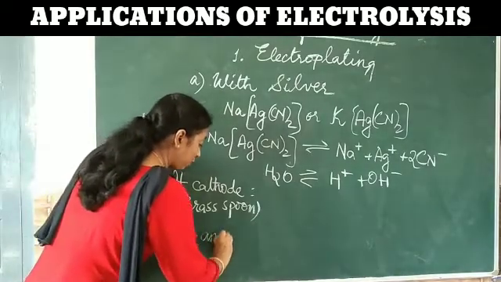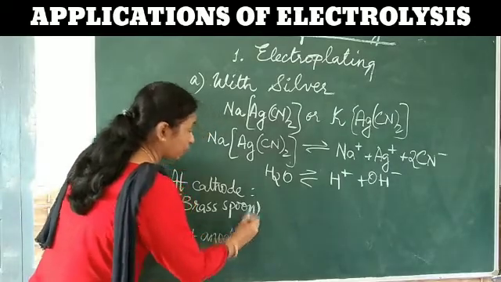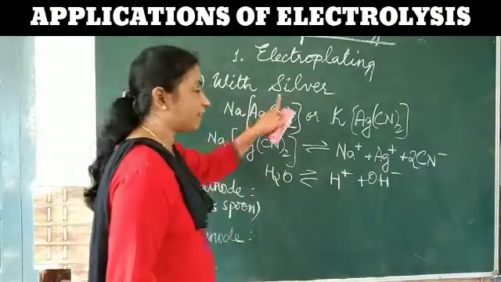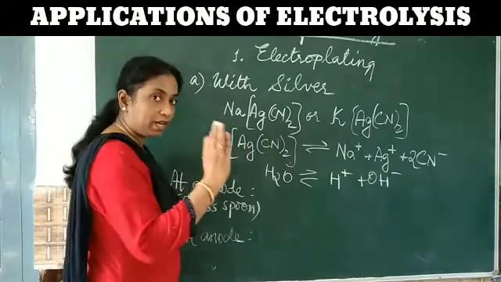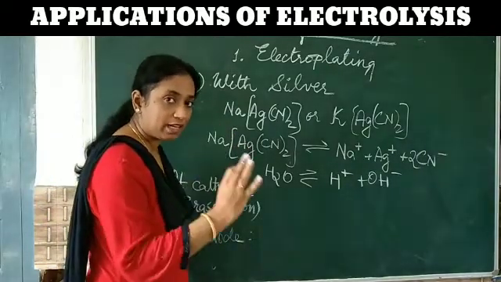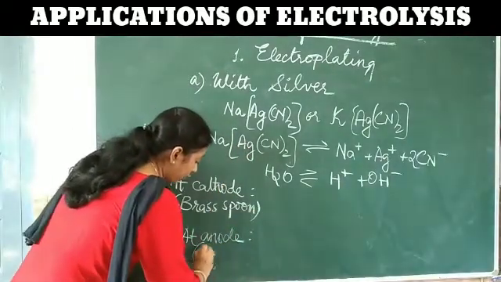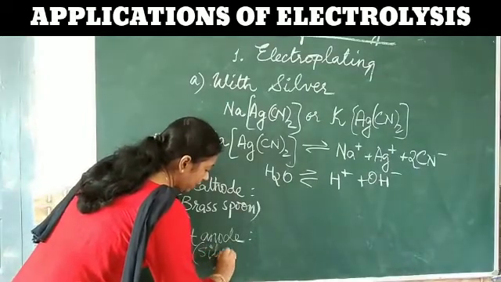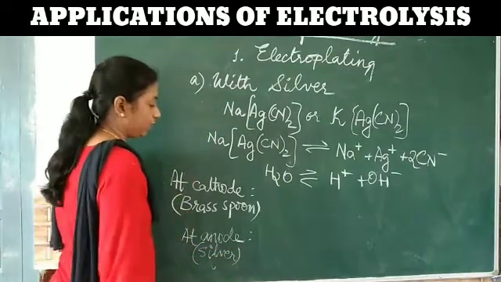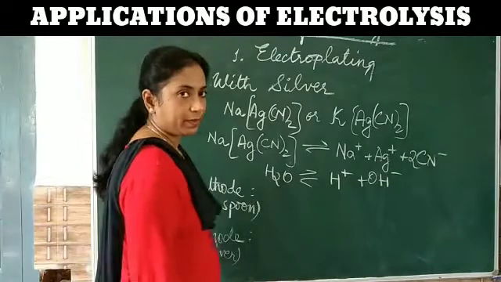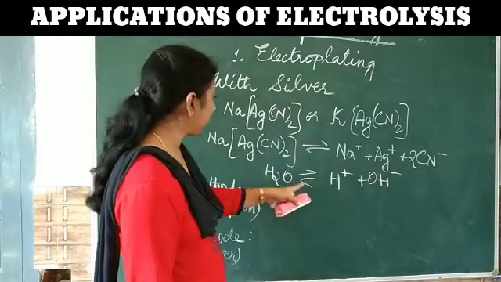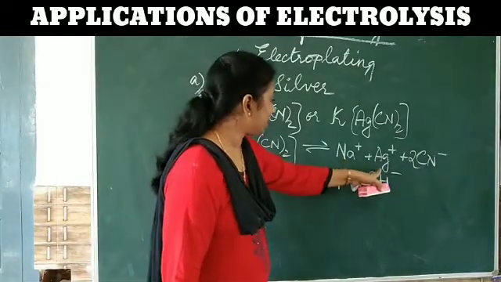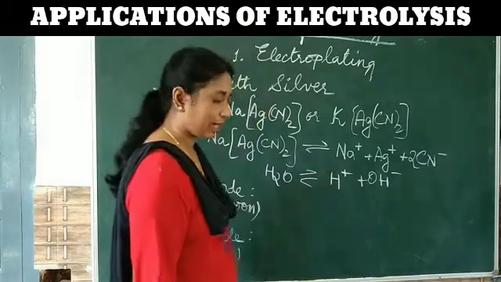The metal with which we are going to electroplate. With what are we going to electroplate? With silver. So a thin pure strip of silver will be my anode. So silver will be my anode. Okay. Now at the cathode, what will happen? Who all will go to the cathode? Na plus, Ag plus and H plus will go to the cathode.